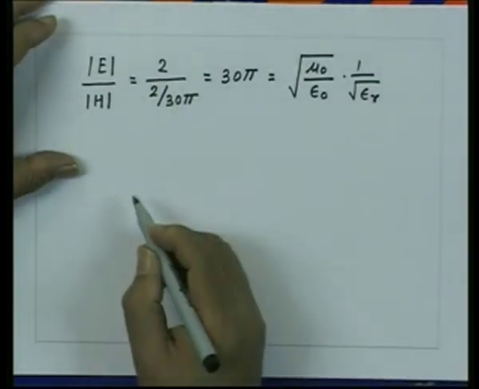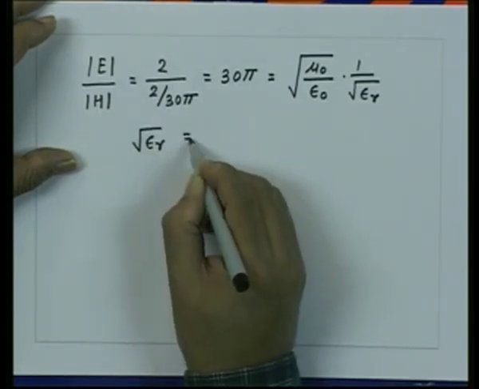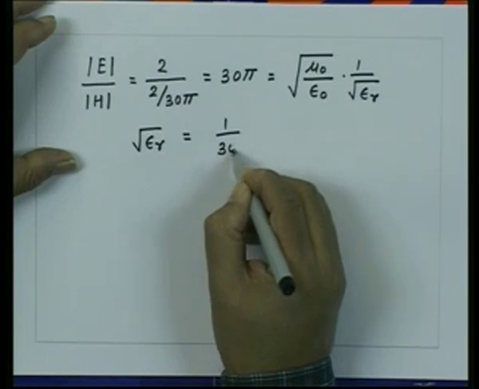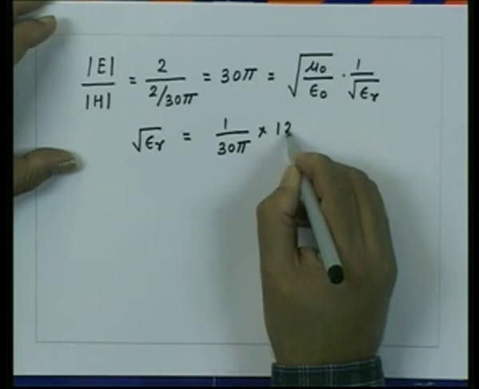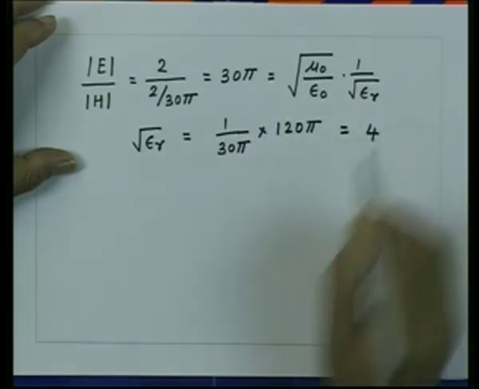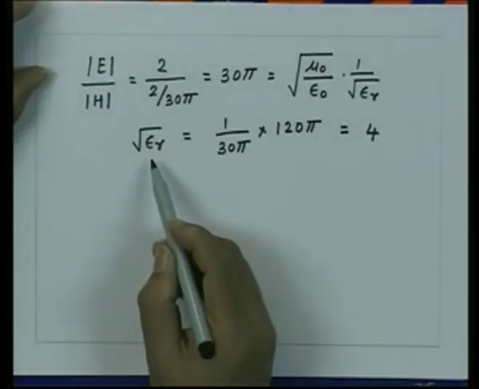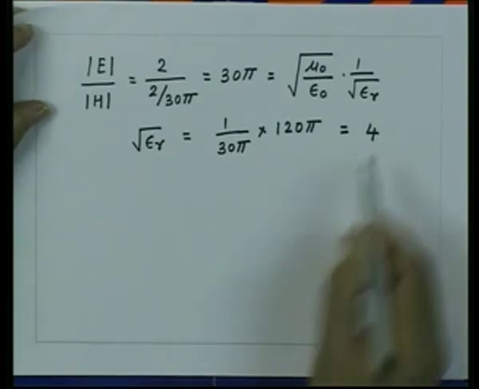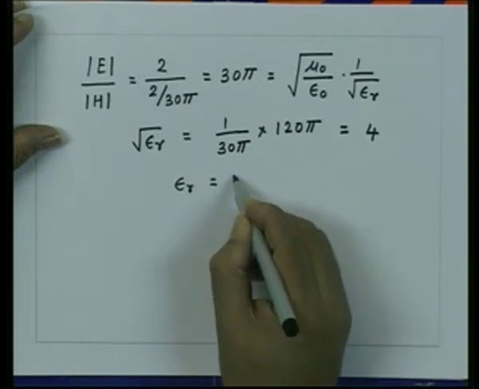So, from here we can get square root of epsilon r, that is equal to 1 upon 30 pi into 120 pi, that is equal to 4. So, the square root of the dielectric constant, which we also call the refractive index of the medium, is equal to 4, and therefore, the dielectric constant epsilon r for this medium will be equal to 16.